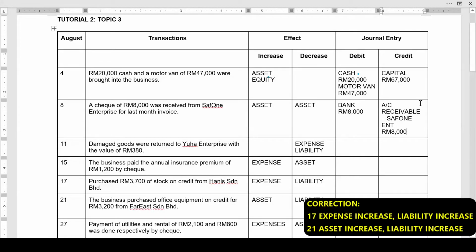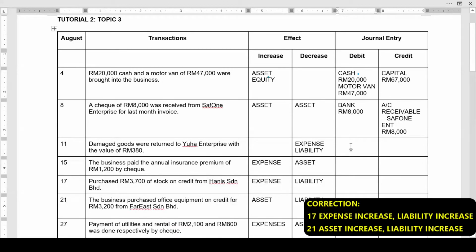Because in the past we have recorded an increase in account receivable, an increase in asset, when Safwan purchased goods from us on credit, meaning that we sold goods to Safwan on credit. At that time, there was an increase in revenue, increase in account receivable, increase in asset. But then when Safwan made the payment, we receive money, and then we have to deduct from Safwan's account.